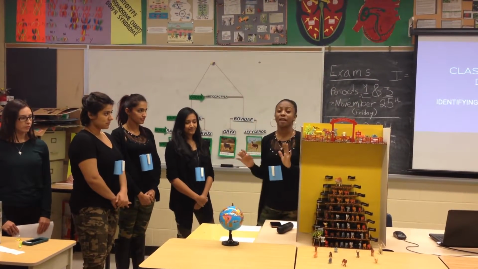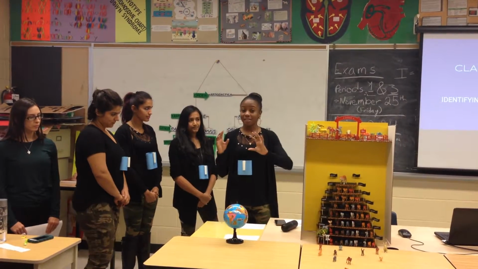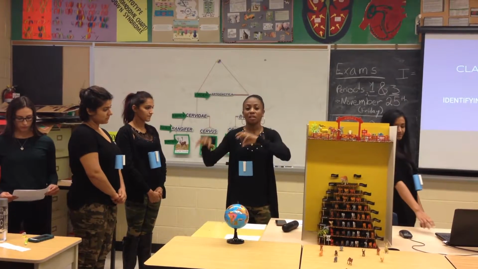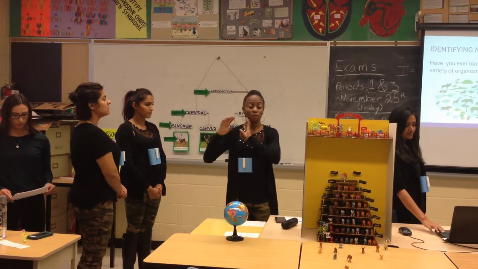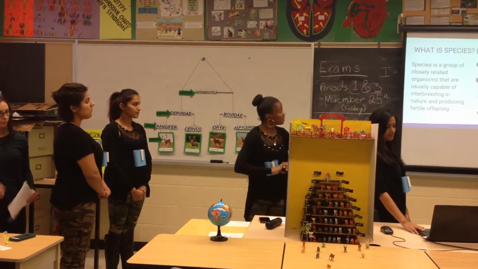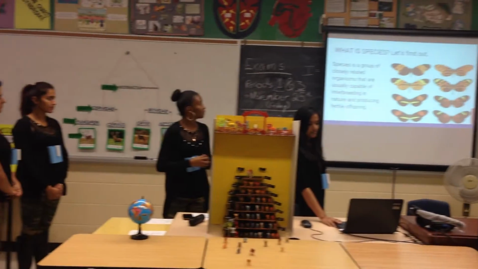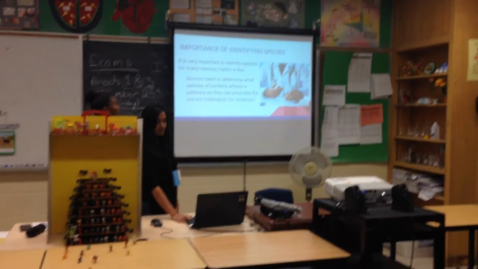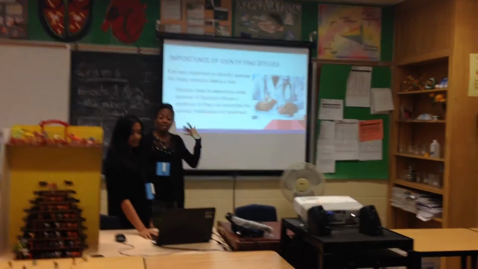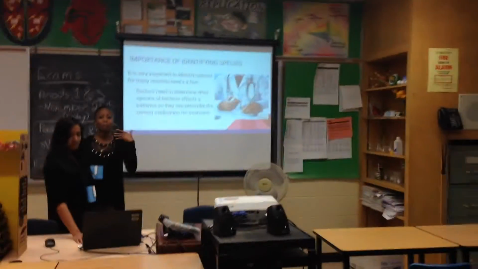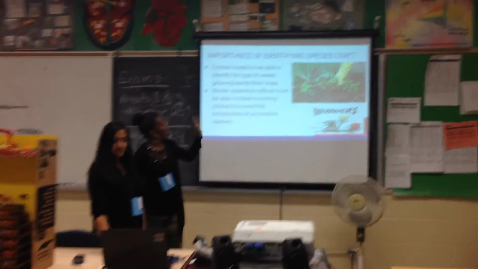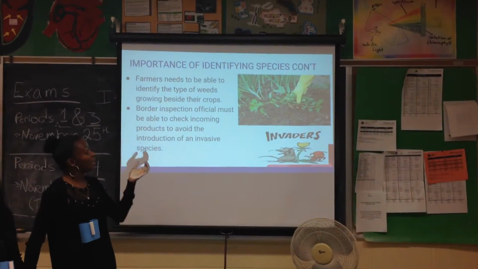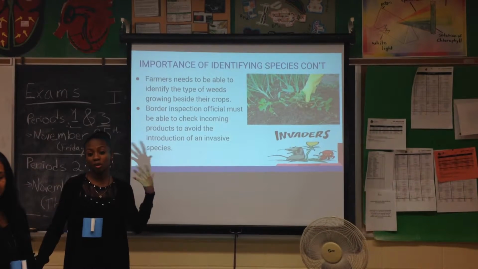Now let's take the time to find out what a species is. A species is a group of closely related organisms that are able to interbreed in nature and produce fertile offspring. The importance of identifying species: it is very important because, one, doctors need to determine what kind of bacteria affects a patient so they can prescribe the proper medication. Next, farmers need to be able to tell what type of weed is growing beside their plant, so they can provide the proper pesticide to get rid of it.